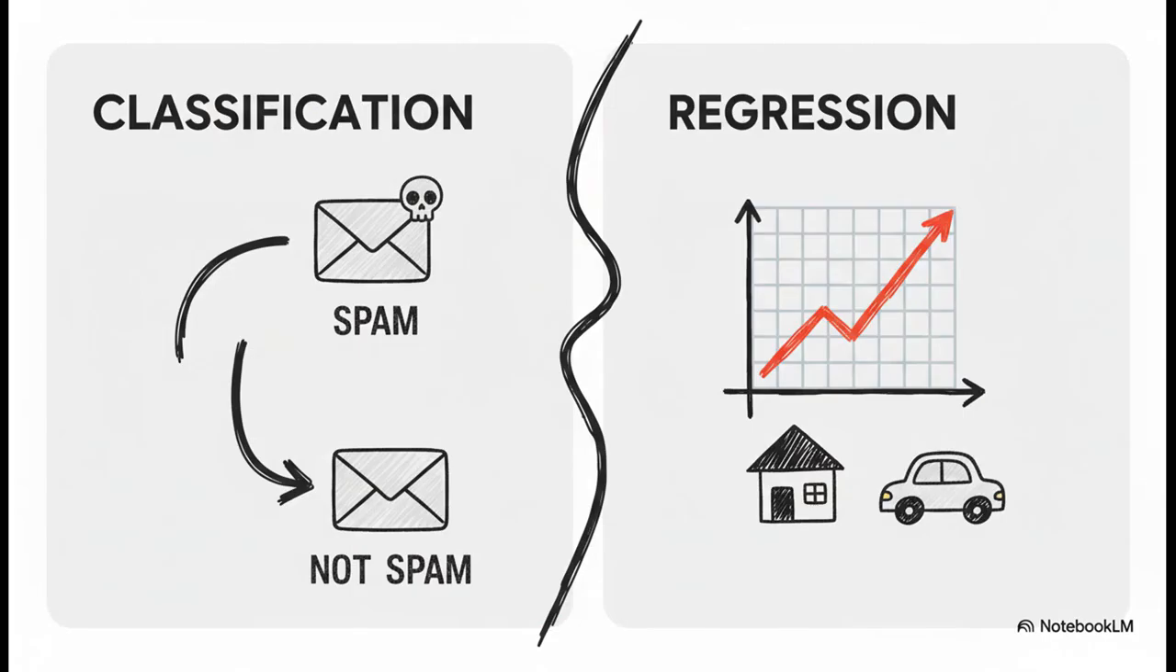So you've got two main flavors of supervised problems. There's classification, which is all about predicting a category. Is this email spam or not spam? But for today, our focus is squarely on regression. And that's all about predicting a number, a continuous value, like the price of a house.